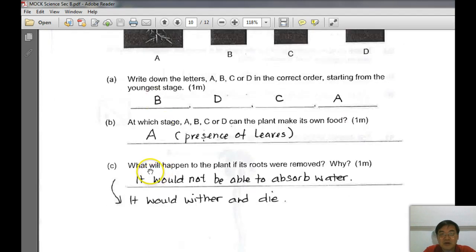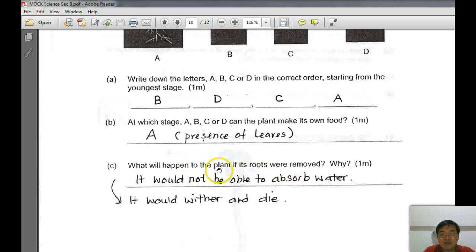Next, what will happen to the plant if the roots were removed? Now you must straight away know the function of the roots. There are two things. First, it holds the plant firmly onto the ground. That's number one. Number two, it absorbs water and mineral salts.